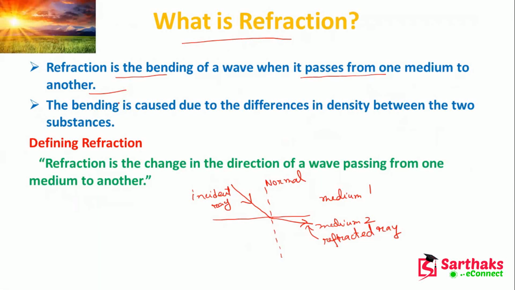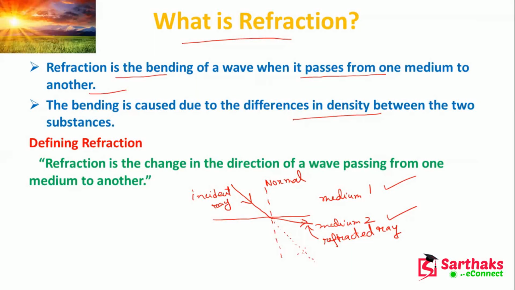Refraction is the bending of a wave when it passes from one medium to another. The bending is caused by the differences in densities between the two media. Whatever the densities of medium 1 and medium 2, the bending depends on that. Now the definition: refraction is the change in the direction of a wave passing from one medium to another. Here you can see the direction has been changed. The wave, whenever it penetrates, this should be the normal path, but now it is not going through this path.